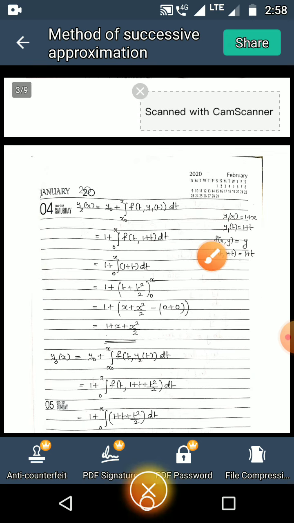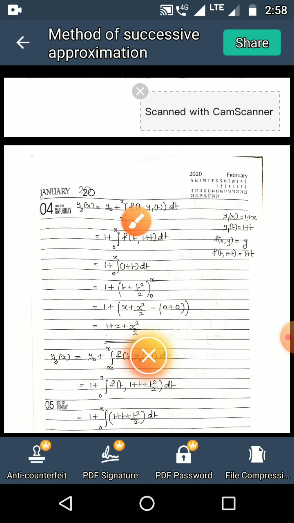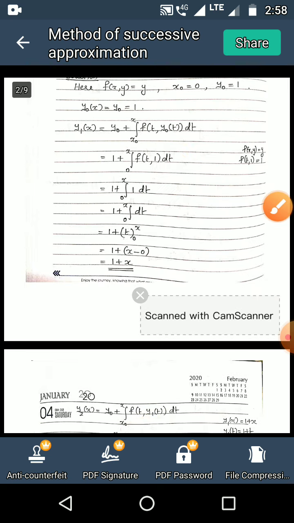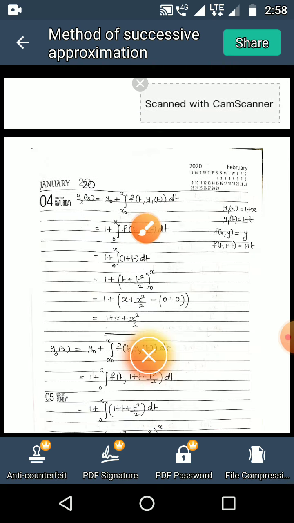Next approximation y2 of x is y0 plus integral from x0 to x of f of t, and here we put y1 of t dt. So y0 is 1 and x0 is 0. So 1 plus integral from 0 to x of f of t, y1 of t. We have found y1 of x. y1 of x is 1 plus x, so y1 of t is 1 plus t. So that is 1 plus integral 0 to x. f of xy is y, so f of t, 1 plus t is 1 plus t. So that is 1 plus t dt.